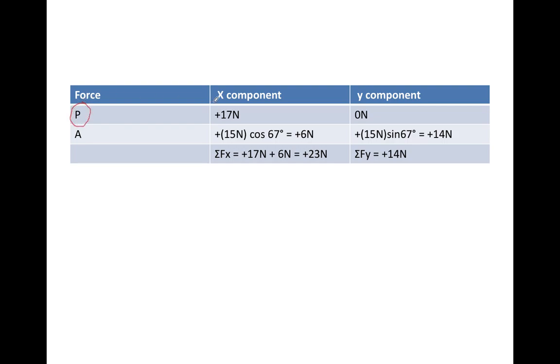The force P is already broken up into the x component because it only has an x component. So the y component is 0. And the force of the air can be broken down into the x component, which is 15 times cos 67, and the y component, which is 15 times sine 67. And then we can simply take the sum of the forces in the x direction and add them together to find the total force. In this case, that's 23 newtons. And in the y direction, it's simply the force of the air, which is 14 newtons.